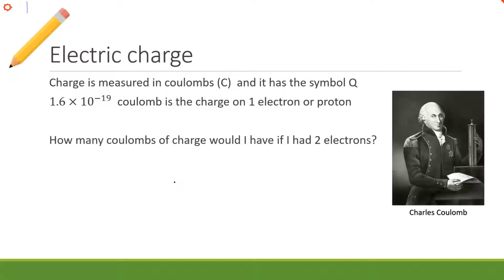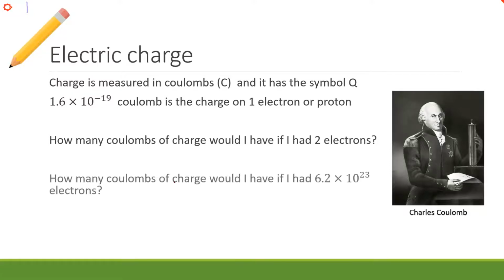How many coulombs of charge would you need? If you had 2 coulombs, we just multiply by 2. 6.2 times 10 to the 23, we multiplied it, and for the last one, we divided it. If you don't know how to do that, go back to the last lesson.